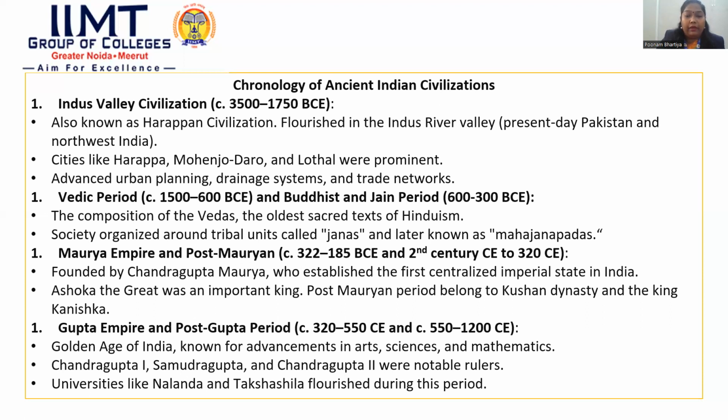The time period of Gupta Empire was 320 to 550 CE, and it was founded by Srigupta. There were many popular rulers during that period: Chandragupta first, Samudragupta, Chandragupta second, Skandagupta, Kumaragupta, etc. Different universities were founded during that time, like Nalanda, Takshila, etc. And after Gupta period, the later Gupta period emerged, and Harshvardhan was the prominent ruler of that time. The time period of later Gupta was 550 to 1200 CE.